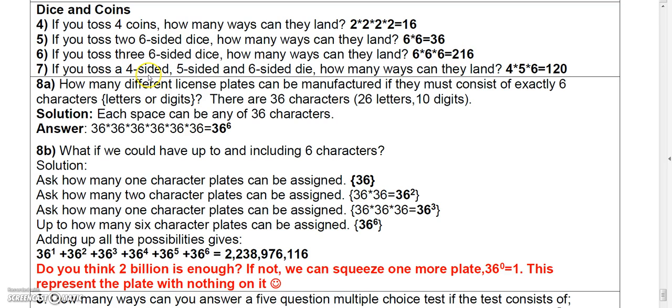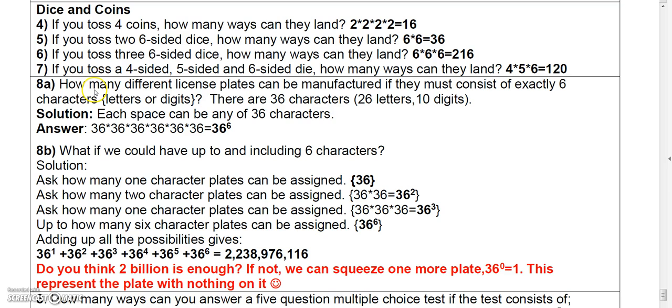Now, what if you toss some weird dice like a 4-sided die, a 5-sided die, and a 6-sided die, and want to know how many ways they could land? Well, we know the 4-sided die could land 4 ways, the 5-sided die could land 5 ways, and there's 6 ways the 6-sided die could land. So it'd be 4 times 5 times 6.